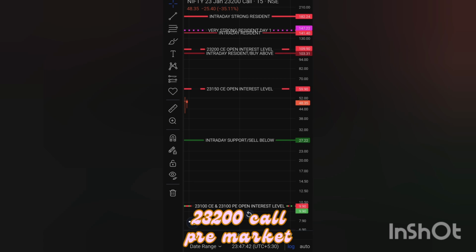First, let's take a look at the Nifty 23,200 call chart. Here, we notice that the price opened strong but had a massive fall, closing at just 5.40, a significant drop of 88.60% for the day. Now, let me break it down for you.